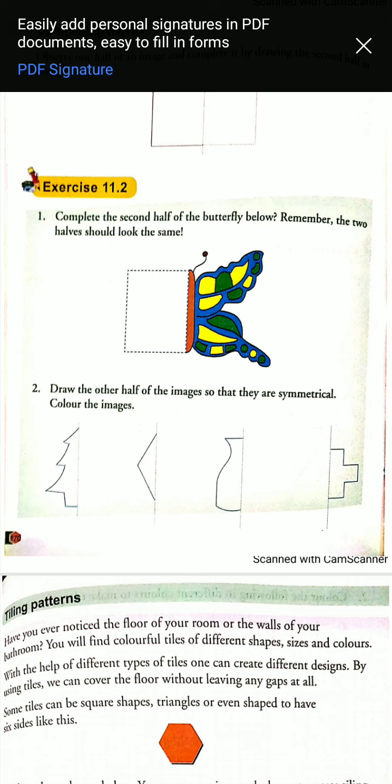A symmetry figure means when we divide any object into two equal halves, then it's called a symmetry figure. Equal, same. It looks like a same mirror image.